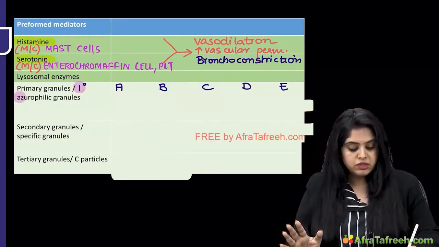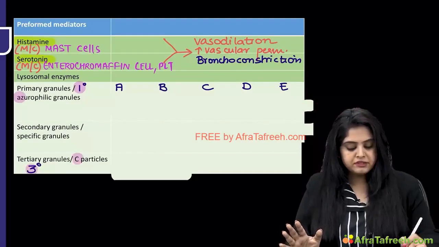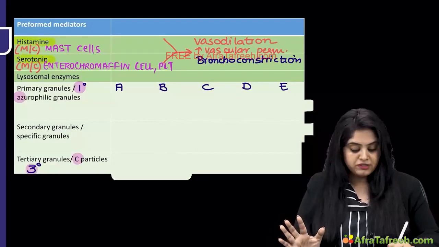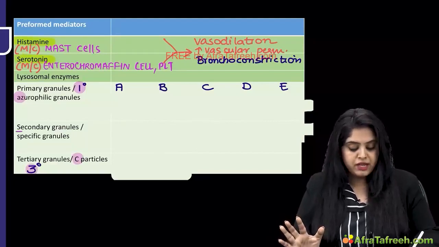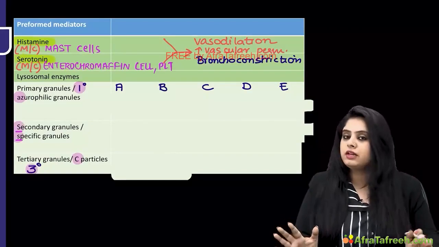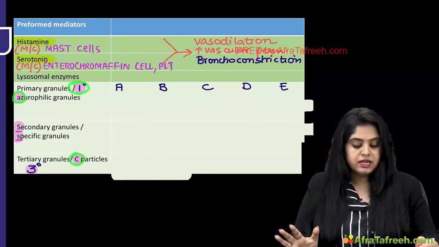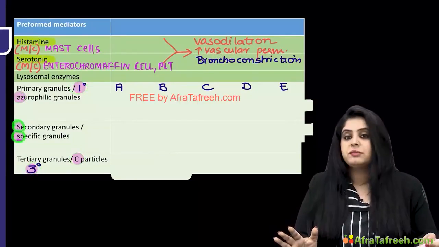Tertiary means 3. What is the third alphabet? The third alphabet is C, so tertiary granules are known as C particles. And what is secondary? S for S. So the secondary granules and the specific granules are the same. Has everyone learned the names? Let's do a very quick recap. The primary granules, first alphabet, azurophilic. Tertiary granules, third alphabet, C particles. And secondary granules are the specific granules.